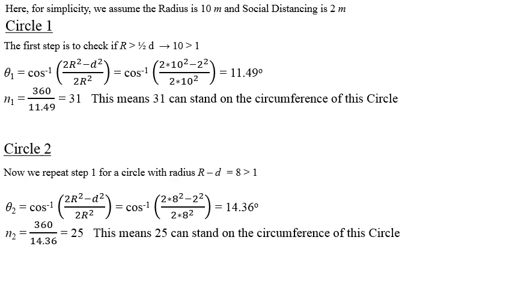Then now theta 1 can be calculated, which is 11.49 degrees here. Then n1, if you calculate 360 divided by this, which is 31, is the maximum. So it means the maximum number of people you can accommodate on the outer circle is 31. Now circle number 2 simply here is R minus D. Exactly, we use the same formula but for a different value of R. Then this comes out to be 25.